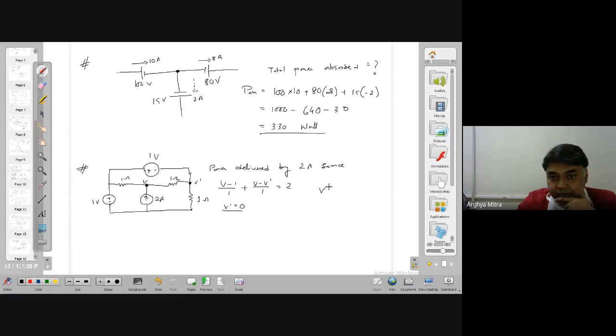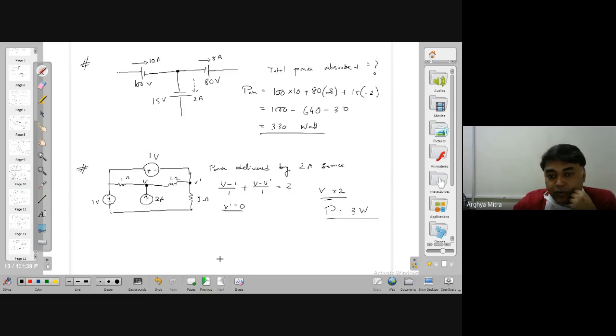You can find out the value of V, and it should be multiplied with the current 2, and you will get the power. What is the value of V? It is V minus 1 plus V is equal to 2. So 2V is equal to 3. So V is equal to 3 by 2. So 3 by 2 multiplied by 2 is 3 watt. Right? That's the answer.